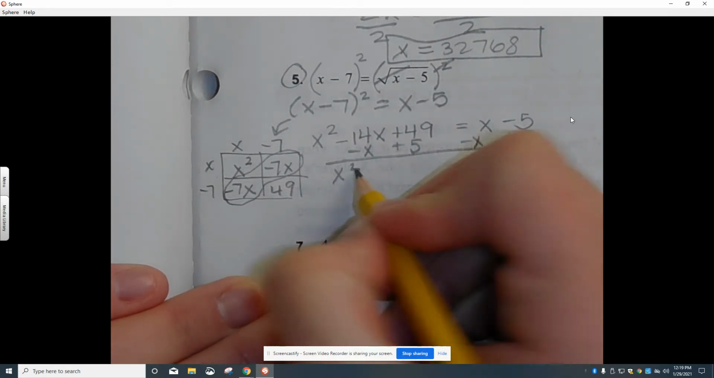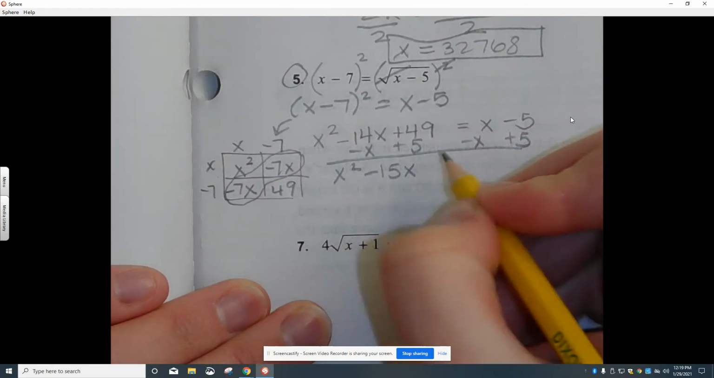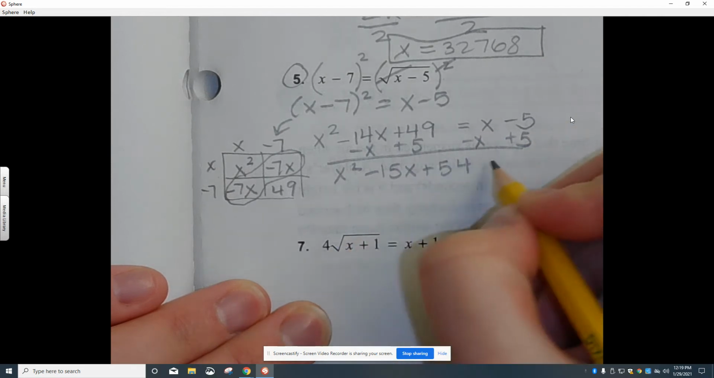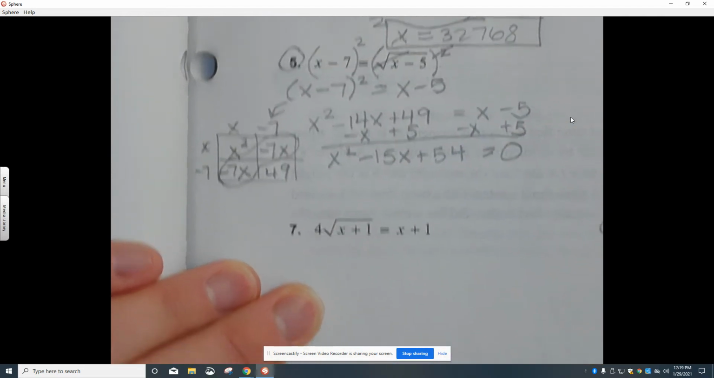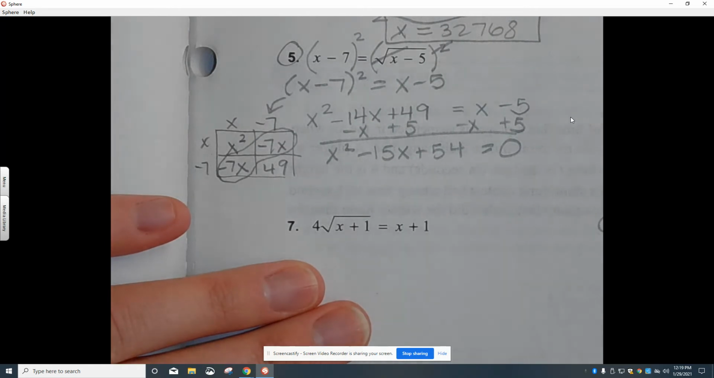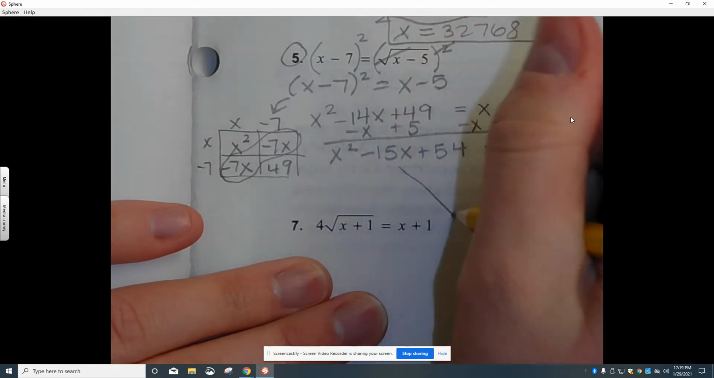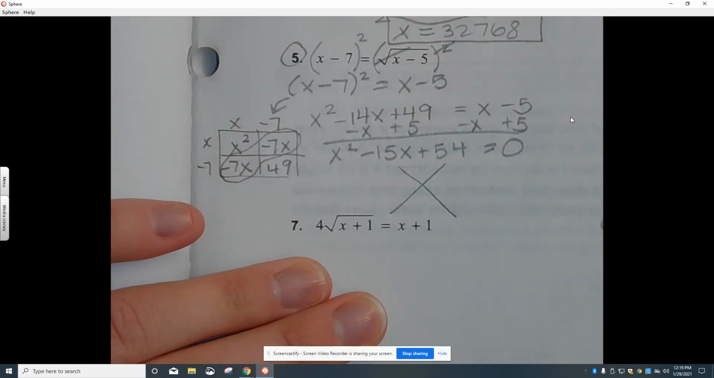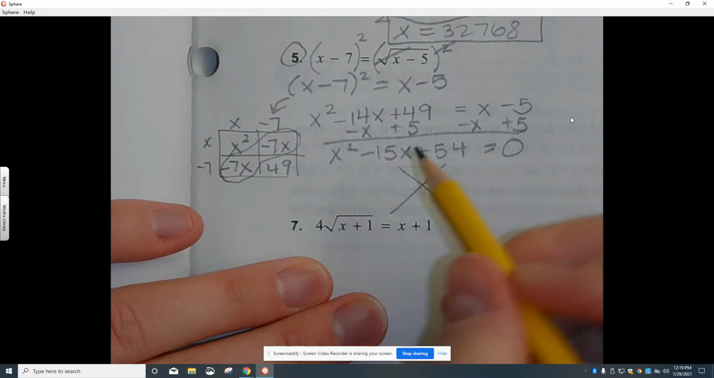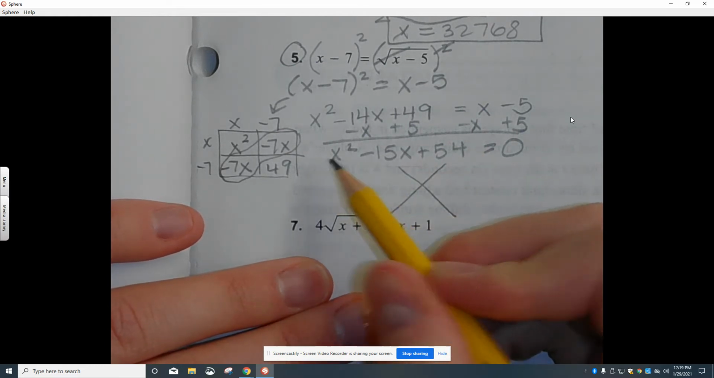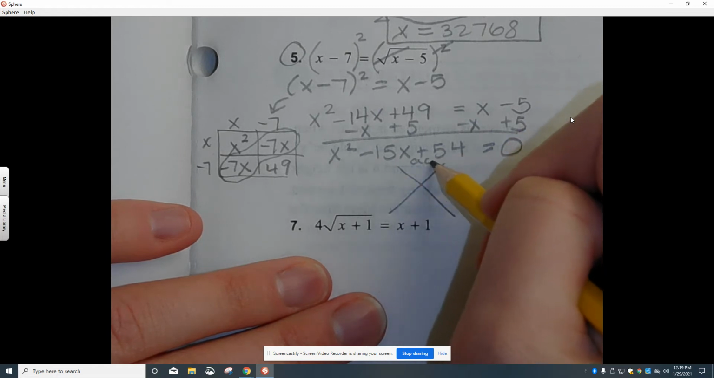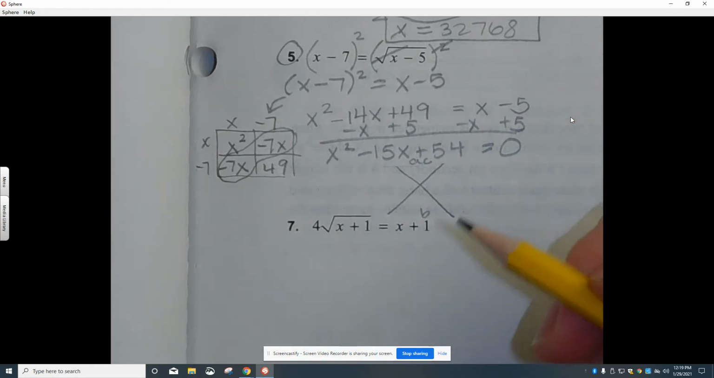So now it's x squared minus 15x plus 54 equals 0. And then we're getting close, but we still got to factor. So when we factor, this is the X box method that we do. What's nice about this is our A value is 1, so we don't need a box. So you're going to do A times C on the top and then B on the bottom.